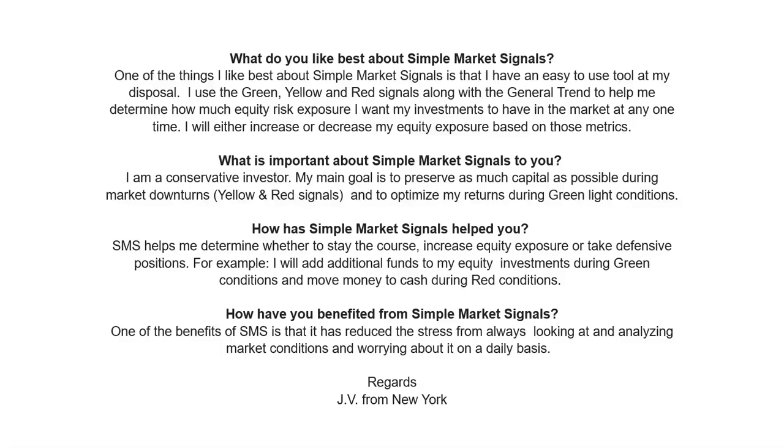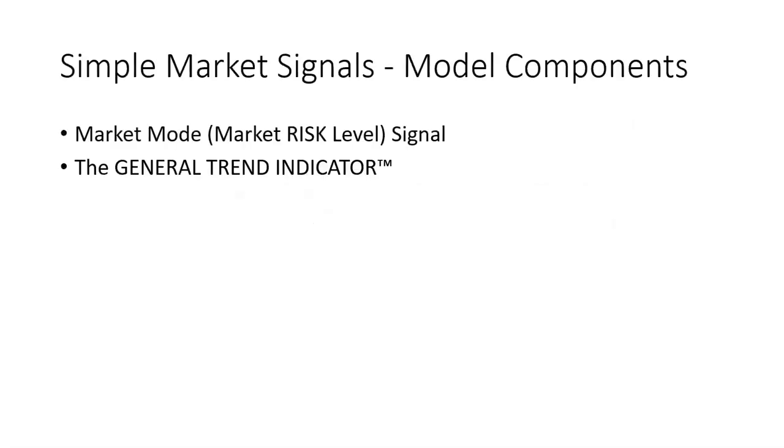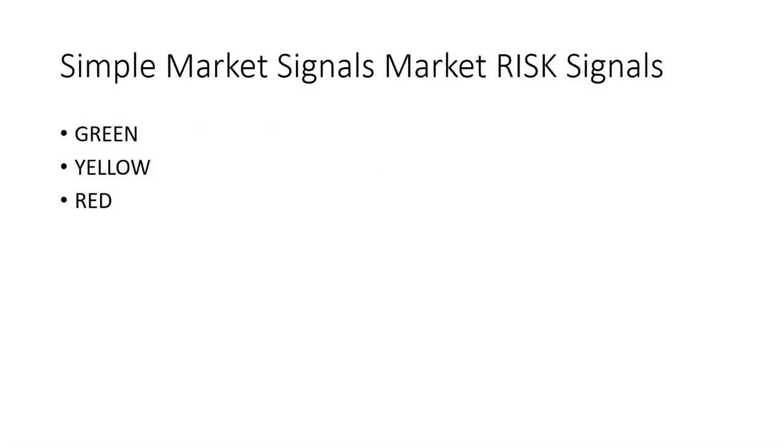I really appreciate that. There are two major components to the Simple Market Signals proprietary model. There's the risk mode, the market risk level signal, and then there's the general trend indicator. Let's start off with the Simple Market Signals risk signals. The market mode signals are simply green, yellow, or red.